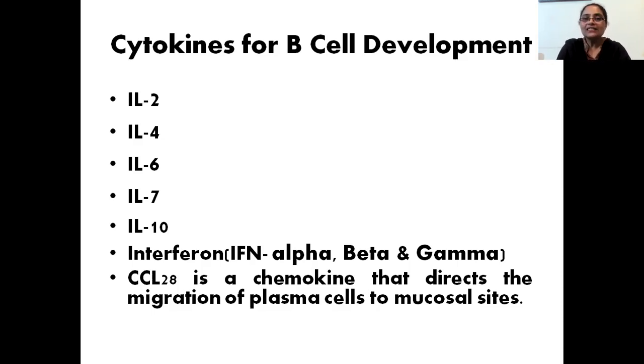CCL28 is a chemokine that directs the migration of plasma cells to mucosal sites, so CCL28 is also important. I mentioned all these interleukins as well as co-stimulatory molecules for the purpose of entrance exams, so that you can solve many types of MCQs. This was all about B cells, and how T cells help in B cell proliferation, we will be discussing later on.